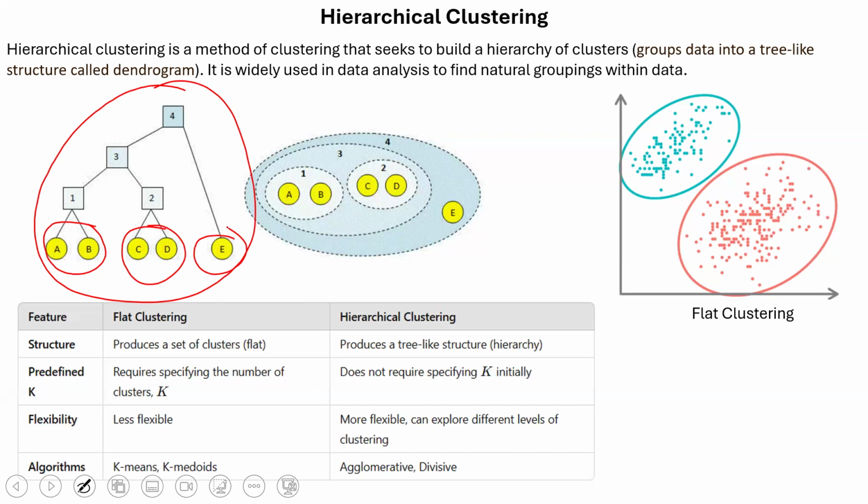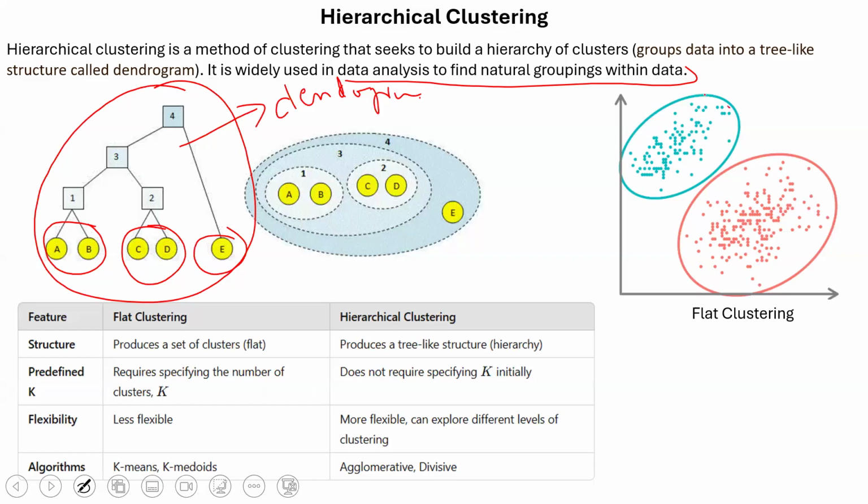Hierarchical clustering is a method of clustering that seeks to build a hierarchy of clusters, grouping data into tree-like structures, and these are called dendrograms. It is widely used in data analysis to find natural groupings within the data. The k-means algorithm, by contrast, is a flat clustering algorithm.